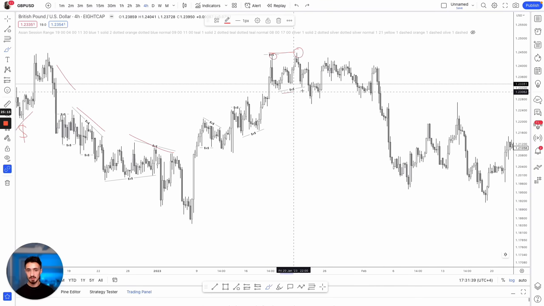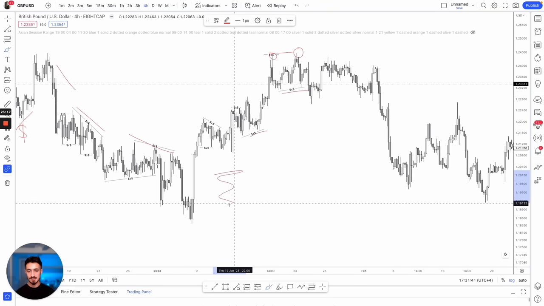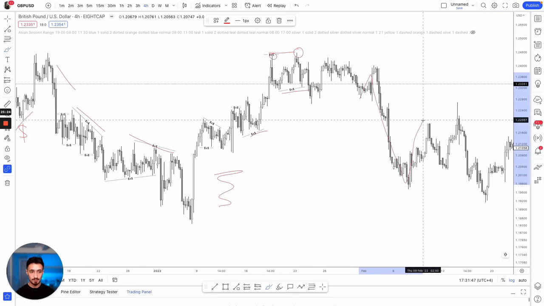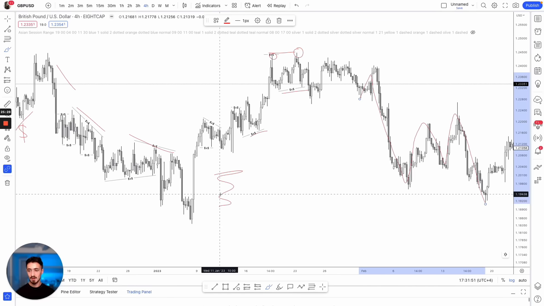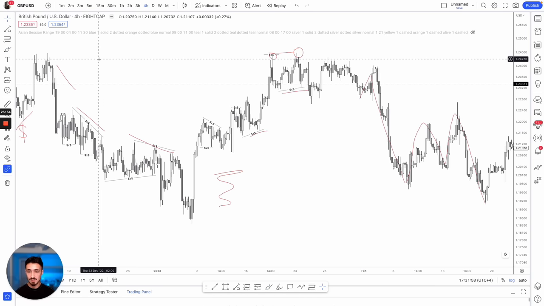It has a purpose. Sell side liquidity. Okay, it's time to sell, right? So what does price do? Price pushes down and starts collecting all of the liquidity on the sell side. That's it. That is the purpose of the algorithm. That is what it does.